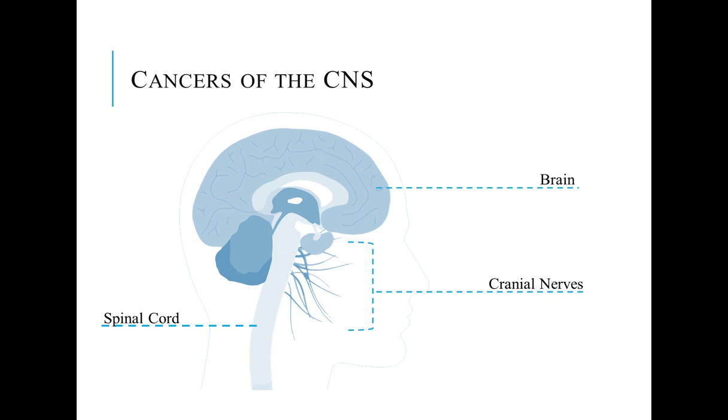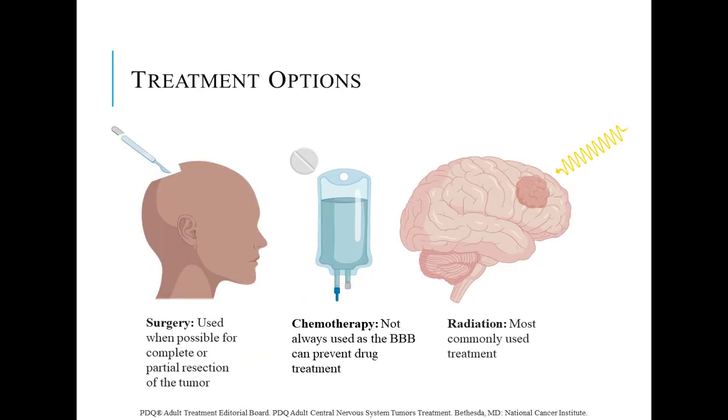Treatment options for any type of CNS cancer, whether it be a cancer that has metastasized or a primary tumor, include things like surgery, when possible, to resect it from the brain. You can do a complete or partial resection of the tumor. Chemotherapy as well, so chemotherapeutic drugs, but these aren't used very often because it's difficult for many to cross the blood-brain barrier and get into the brain.